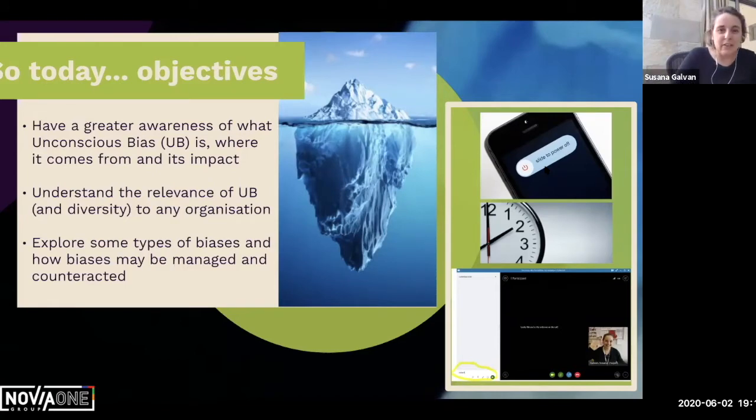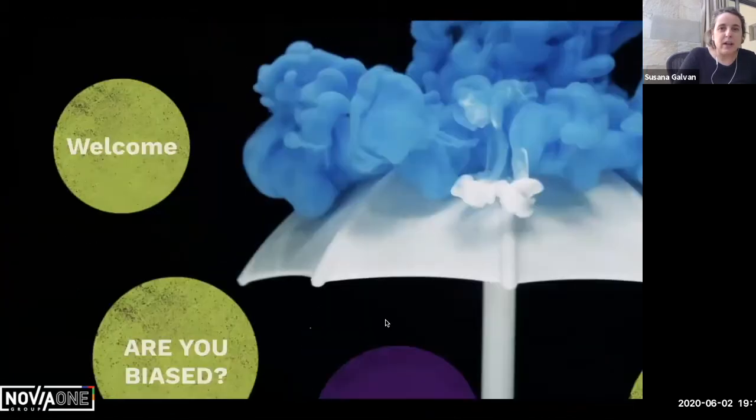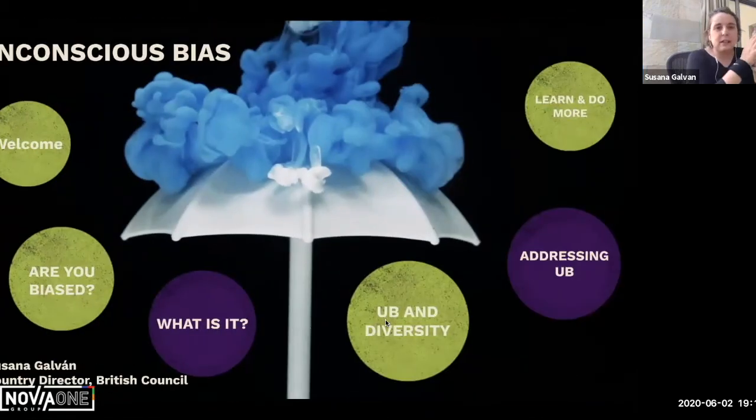So let's start then. As a starting point, we're going to have a big question, which is, do you think you are biased, or do you consider yourself colorblind, gender blind, you know, you see everyone the same? Do you think you are biased or not? Quickly. Everyone is. Okay, well, that's a good place to start from.